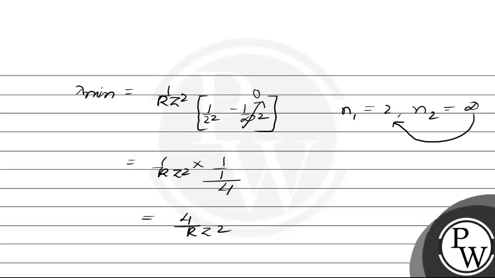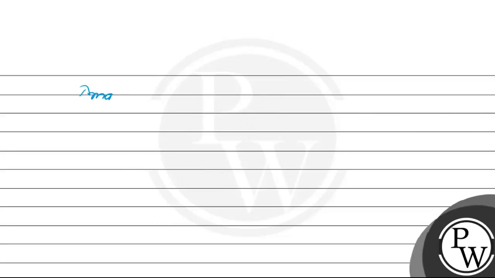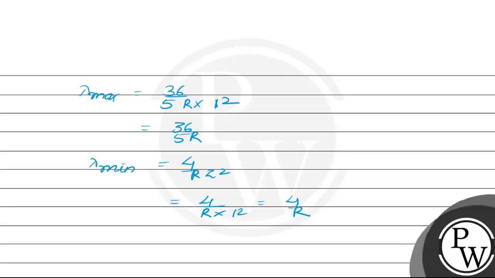So students, lambda max was 36 upon 5 R into Z square. This is hydrogen, so atomic number is 1. So this is 1 square. So 36 upon 5 R, and lambda min will be 4 upon R Z square, and Z is 1 because atomic number of hydrogen is 1. So this is 4 upon R.